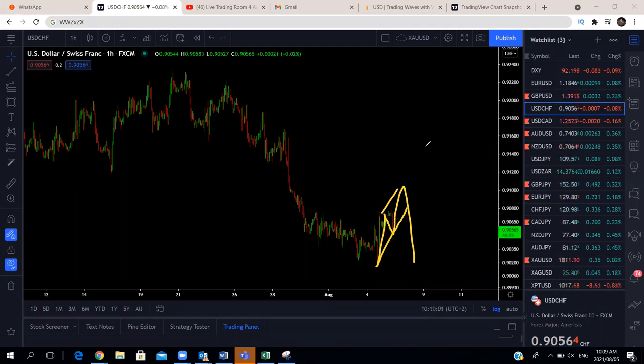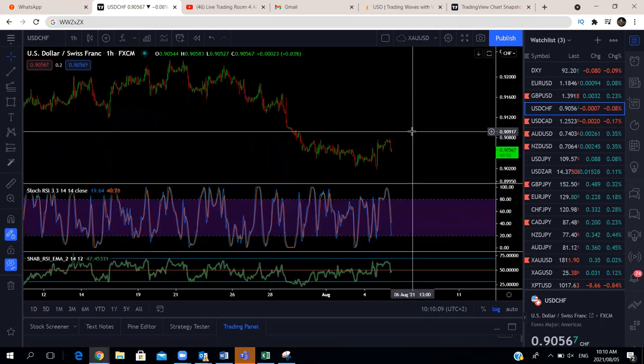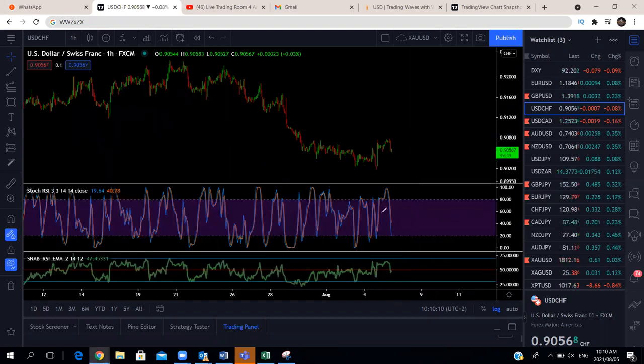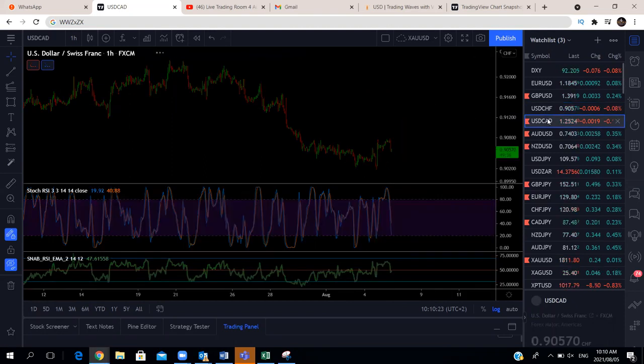With the DXY falling the way it is, this may not even give us a pullback. We can just see this one pushing to the downside as follows. So as far as the indicator is concerned, we are at the top here. We've already reset here. We are right at the 50 level here. So even if we do this, I'll expect US dollar chief to continue to the downside with the DXY.